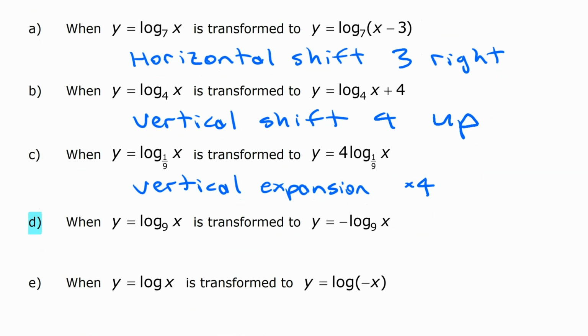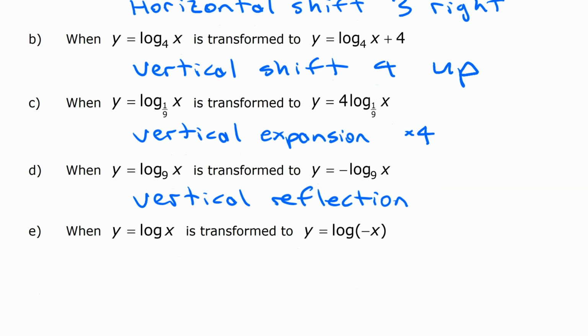This fourth one here, part D, log base 9 of x, getting changed to minus log base 9 of x. That negative in front of the function, or in other words, multiplying the entire function by -1, causes a vertical reflection over the x-axis. And then this last one here, when we change log x to log negative x, or in other words, we replace x with negative x, that causes a horizontal reflection over the y-axis.